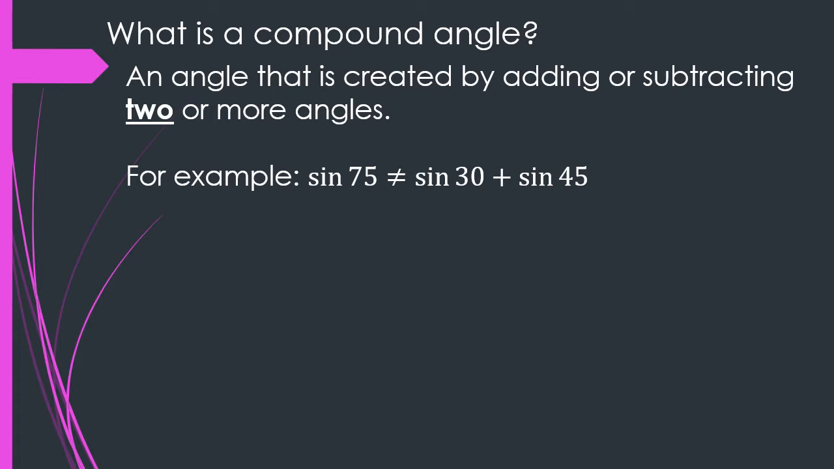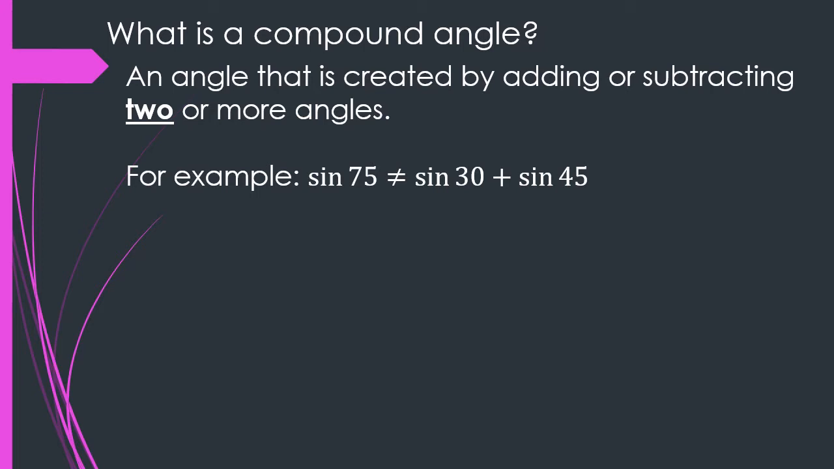Now there's a big difference here. So I have kind of a counter example or what not to do to start here. Sine 75 does not equal sine 30 plus sine 45. And to prove that to you, just take out your calculator. Make sure you're in degree mode, since those are in degrees, those aren't radians.